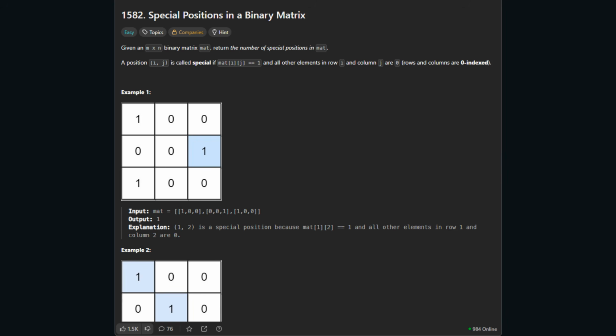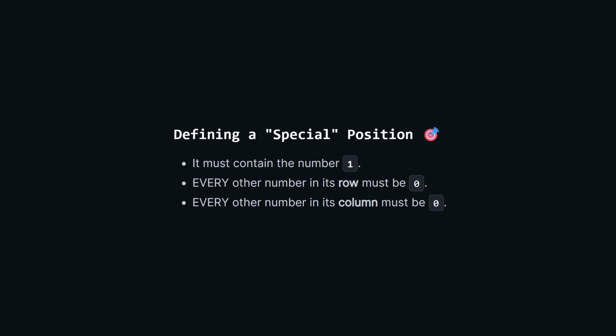But what exactly makes a position special? A spot in the grid is considered special if two things are true. First, the number sitting at that exact spot must be a 1. Second, if you look straight across its entire row, and straight up and down its entire column, every single other number you see must be a 0. It has to be completely alone in its row and column.